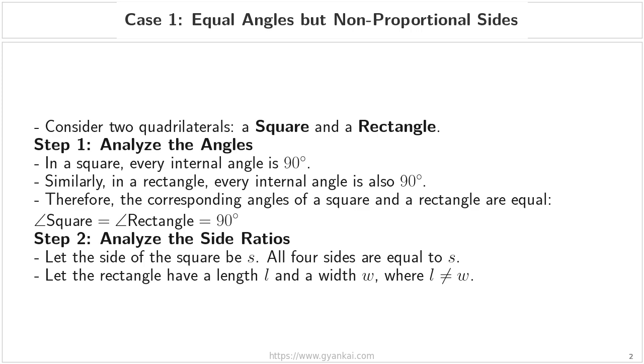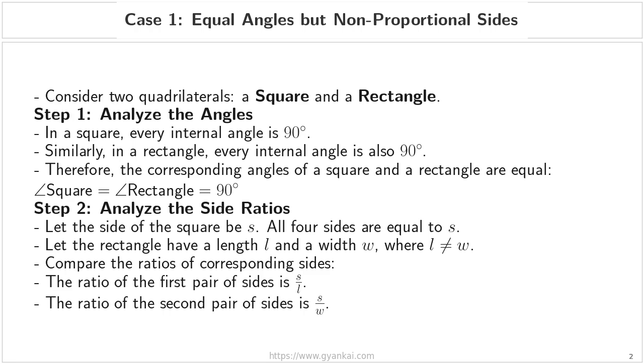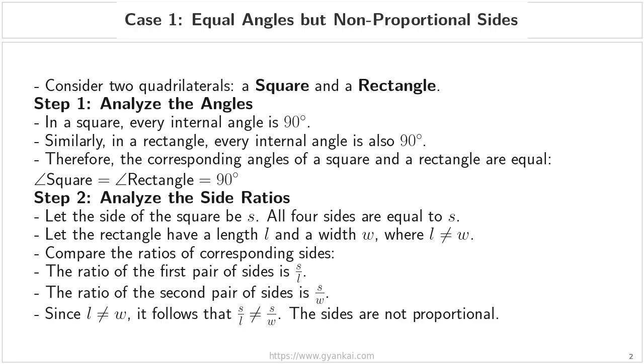Let's call its length L and its width W, and we must remember that in a rectangle, the length is not equal to the width. Now, let's compare the ratios of their corresponding sides. If we take the first pair of sides, the ratio is S over L. If we take the second pair, the ratio is S over W. Because we already established that L and W are different values, it follows mathematically that S over L does not equal S over W. This means the sides are not proportional.